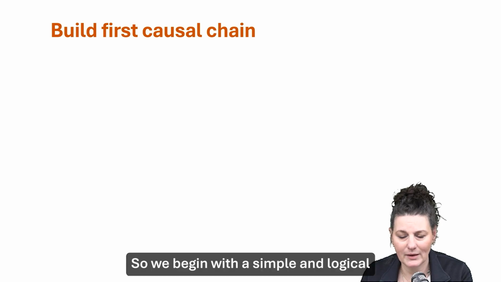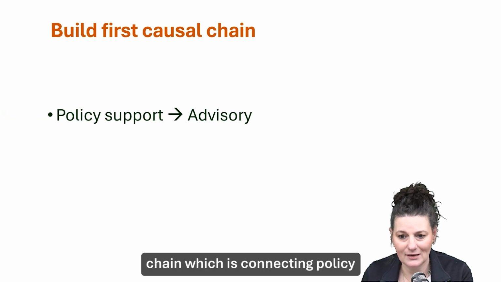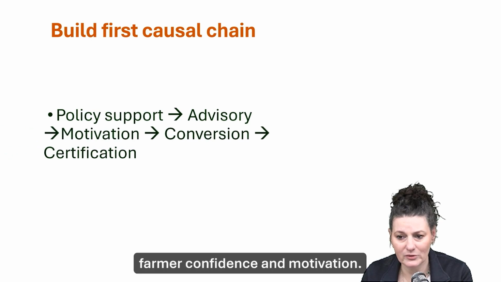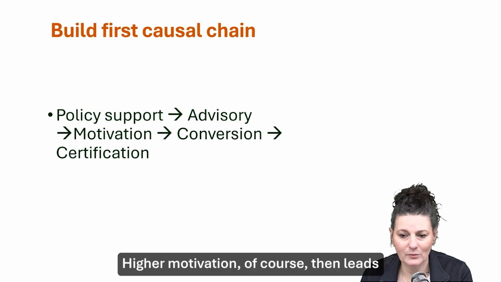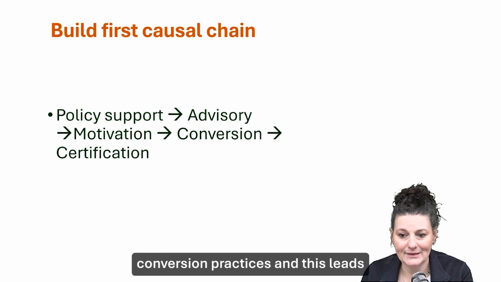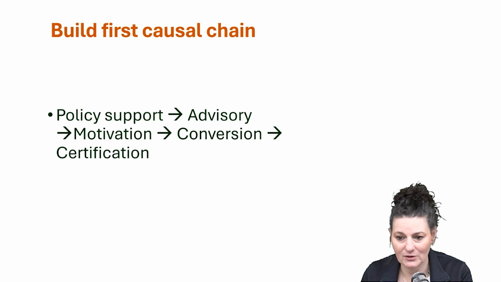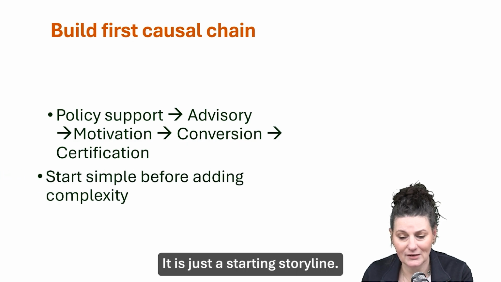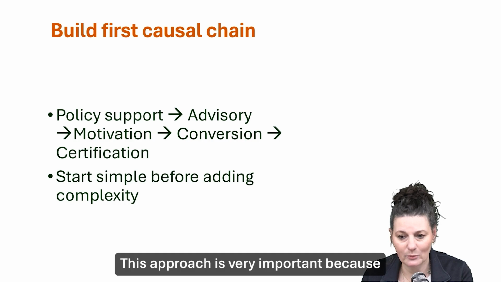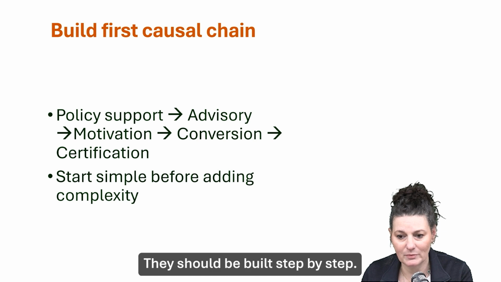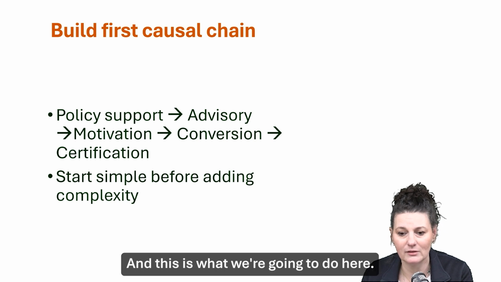So we begin with a simple and logical chain, which is connecting policy support with advisory service, and then farmer confidence and motivation. Higher motivation, of course, then leads to more farmers adopting conversion practices, and this leads to more organic certification. But this is not yet the full system. It is just the starting storyline. This approach is very important because CLDs should not be built all at once. They should be built step by step, and this is what we're going to do here.